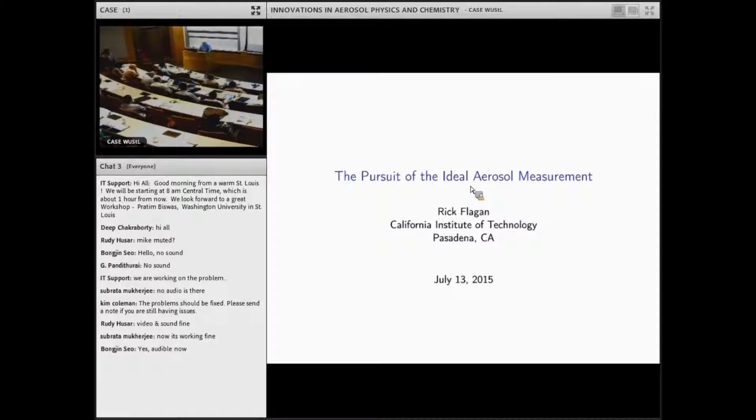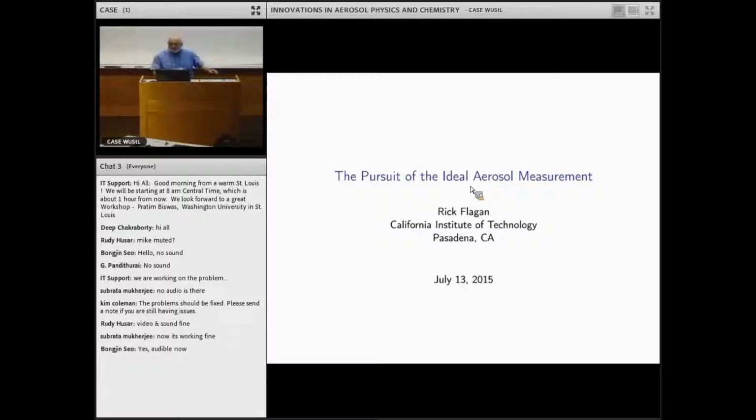I'm delighted to be here, though the challenge I was given of trying to introduce the challenges that we face in aerosol measurement is a little bit daunting, especially when I read the range of topics that are being presented here.